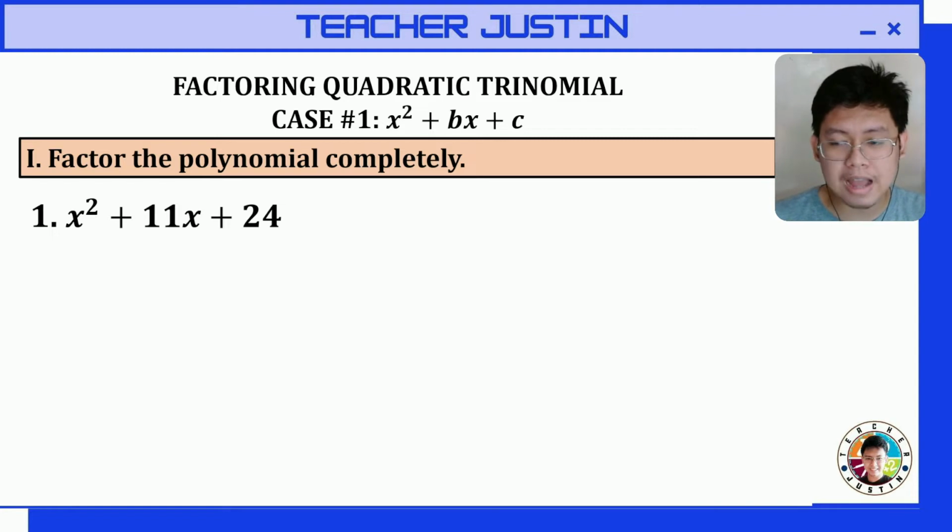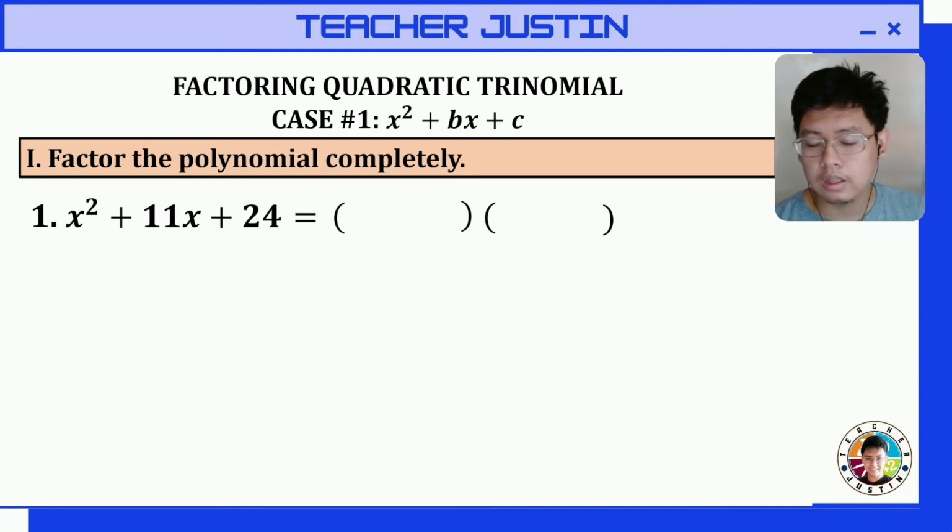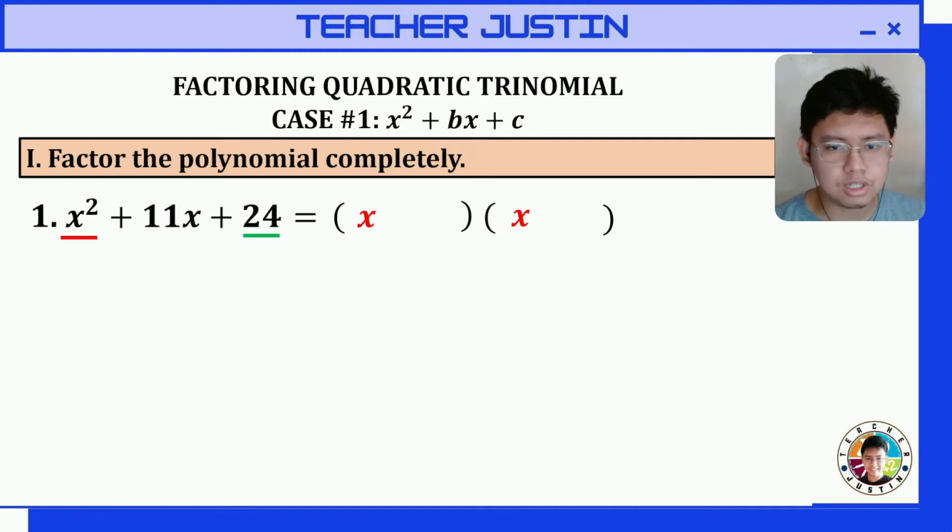So, para ma-factor natin to, ang first step natin is for us to prepare our two groups. Then, ang susunod nating step, we get the factor of x squared. So, isa lang yan, x times x. Okay. So, lagay natin yung factors ni x squared sa ating first term ng bawat group. Then, let's focus our attention dun sa last term, which is 24. So, yung c natin is 24. Okay? That will be our product.